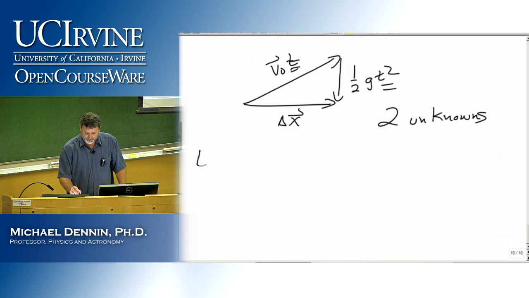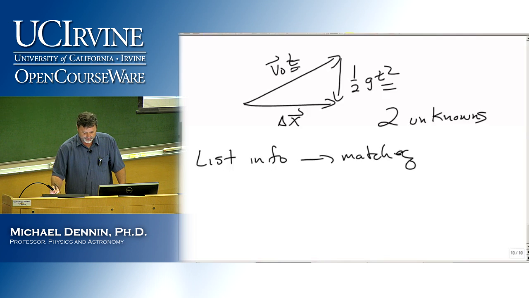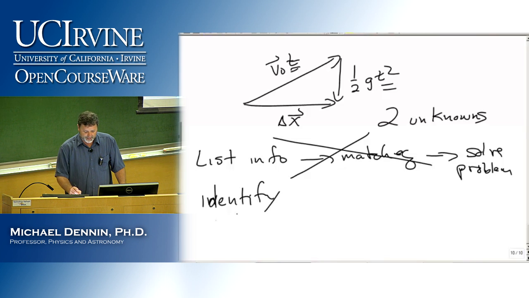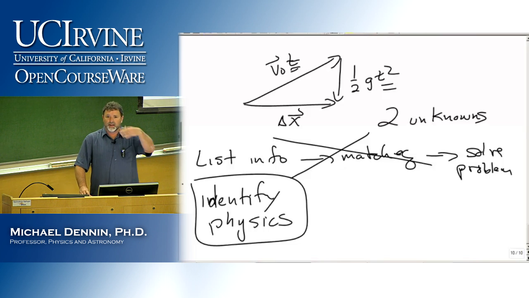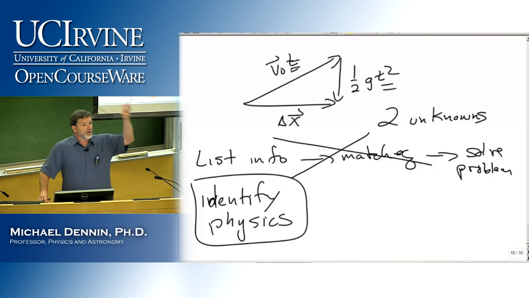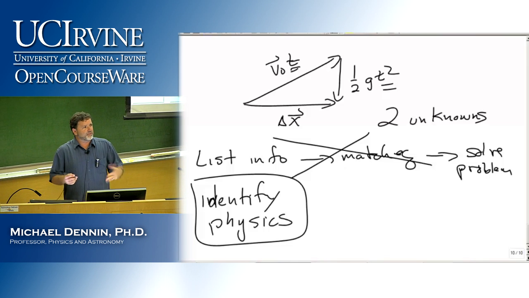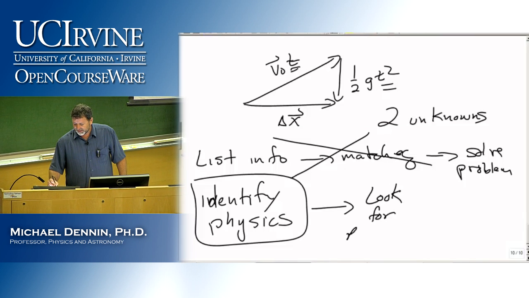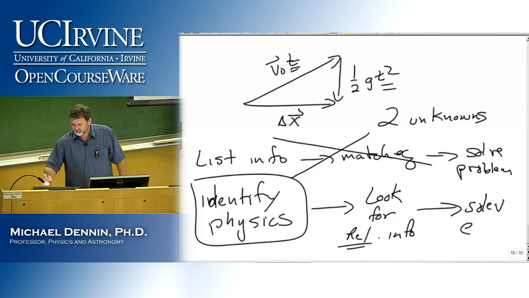So the standard list your info, match equation, and then solve the problem doesn't really work great. What you really need to do, everything we've been practicing, which will take you through the rest of the class, is identify the physics, identify the motion. Is it constant acceleration? Are there 2 accelerations? Are there 2 objects or 1? It's amazing. Everyone senses it's over. Then you look for the relevant information in the problem, and then you solve it from the equations.